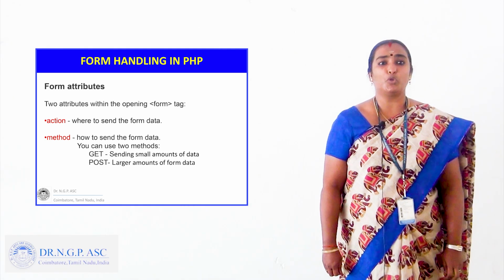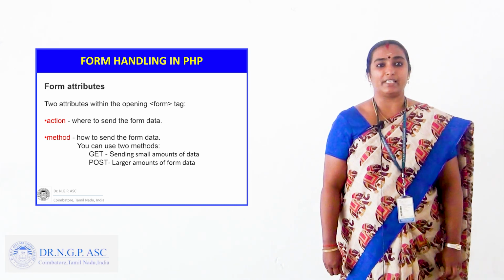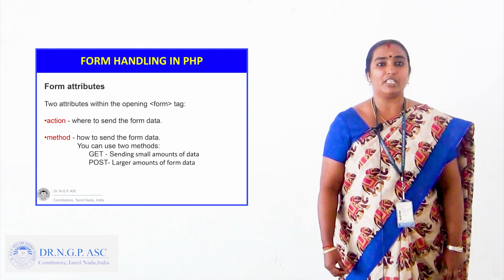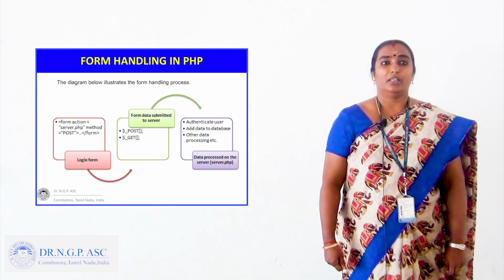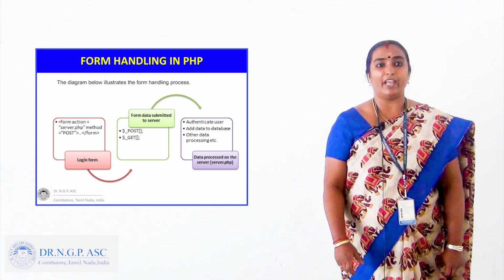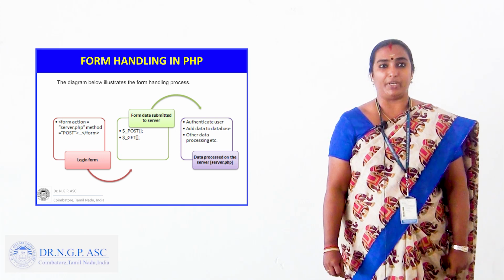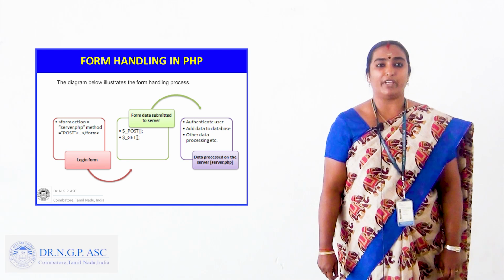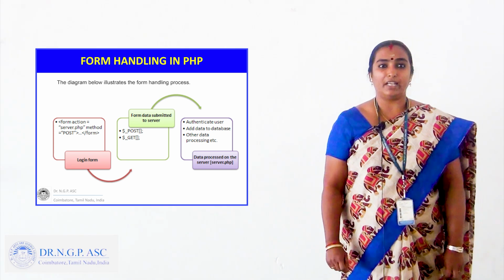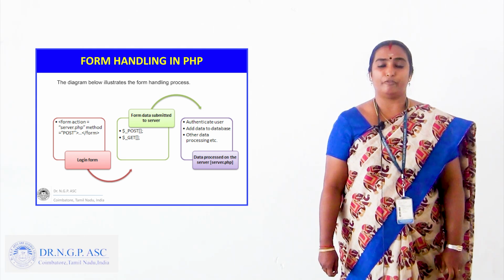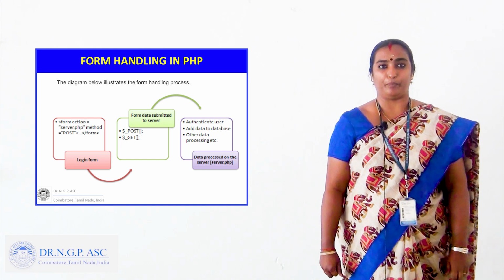You can use two methods. The first one is get, the second one is post. In the get method, a small amount of data is used. In the post method, a large amount of data can be sent. This diagram illustrates the form handling process. We create a login form in PHP, and the form data is submitted to the server by using the post variable and get variable. That data can be processed on the server using the file name .php.